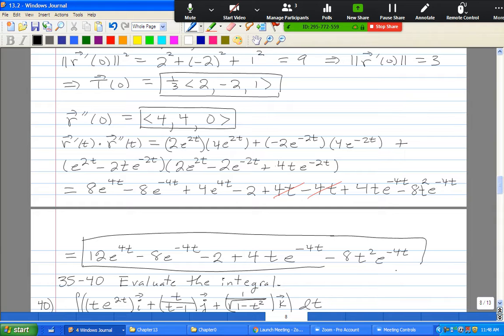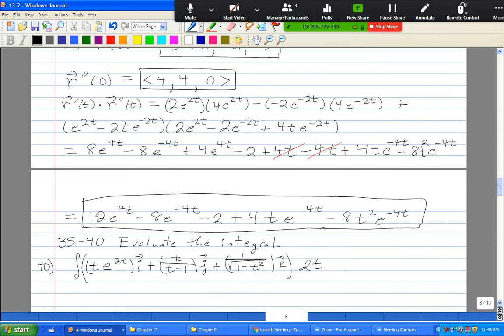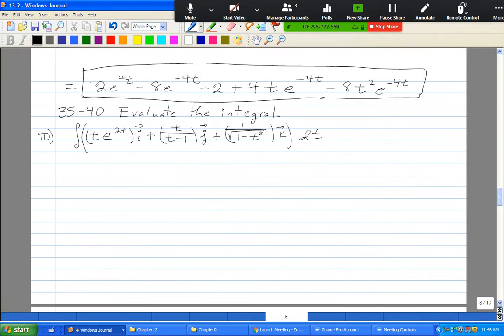And that is your answer. Okay. Problem number 40. Evaluate the integral. And so, the integral of t e to the 2t times i plus t over t minus 1 times j plus 1 over rad 1 minus t squared times k.